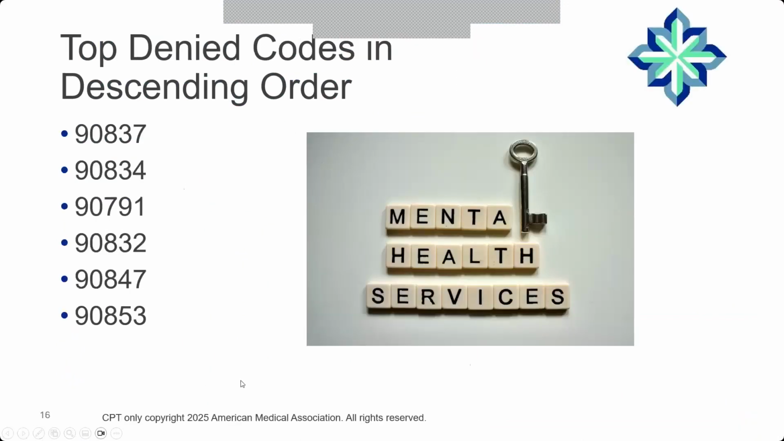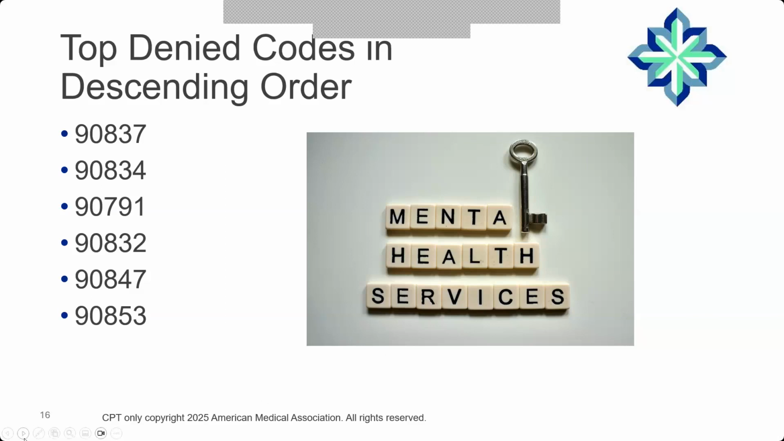Here are the top denied codes, all very similar to those that we talked about earlier. The 37, 34, 32 are all individual psychotherapy. You'll see that 90791 up there, which is the initial psychiatric diagnostic evaluation. I'll be hosting a webinar that speaks specifically to denials of 90791 and 90792 in early June. If you're interested in looking at that, most often these are being denied due to frequency. But I'm going to go into a little bit more detail in that webinar because I'm focusing only on the 90791 and 90792. We'll talk about that code in just a little bit more. 90847 is family psychotherapy, and 90853 is group psychotherapy.